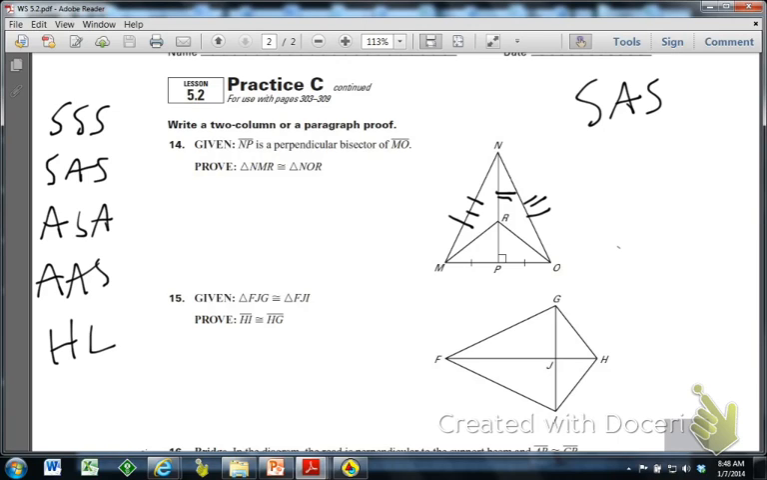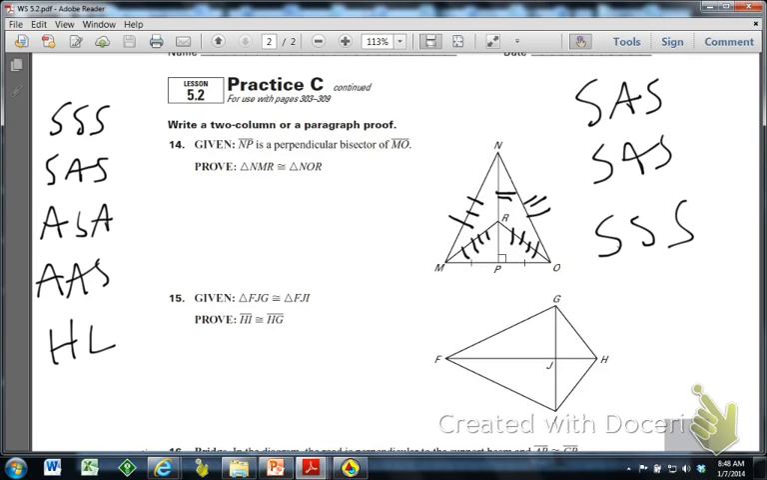All right, so I now have two sides of the triangles. If I want to get the third side, what I can do is I can prove these two triangles are congruent. Those two triangles are congruent by side angle side. And if those two small triangles are congruent, then their corresponding parts are congruent. And so I can prove those NMR and NOR triangles are congruent by side, side, side.